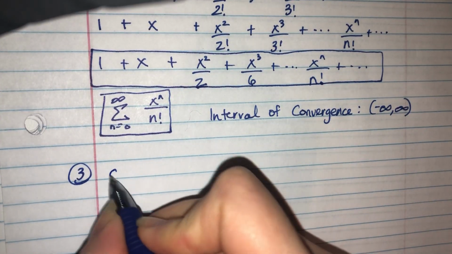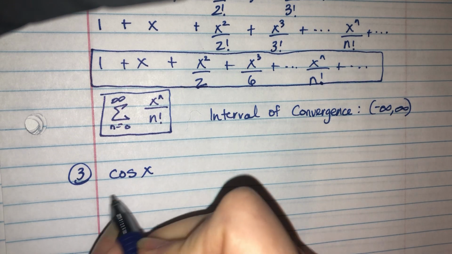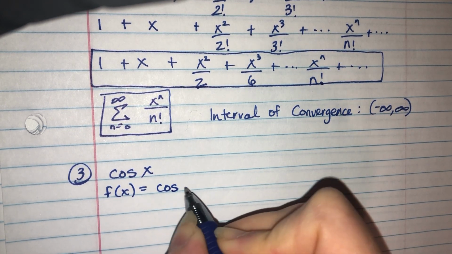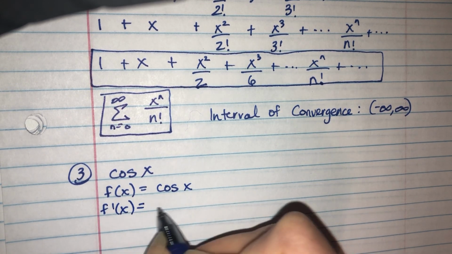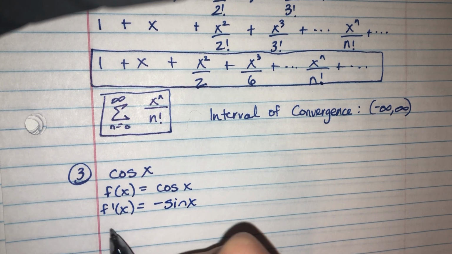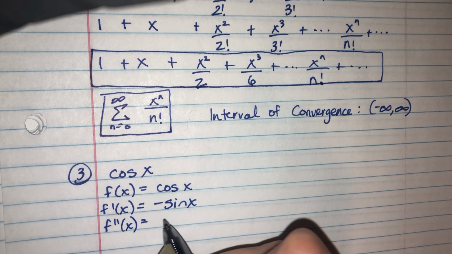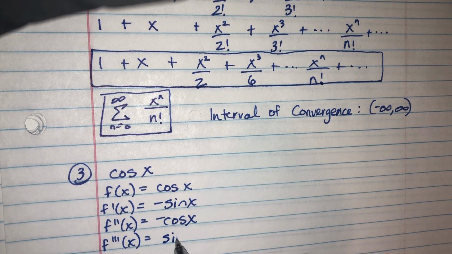Cosine of x. So we're going to have our first f of x is just cosine of x. The first derivative is going to be negative sine of x. The second derivative of negative sine of x is negative cosine of x. The third derivative of negative cosine of x is sine of x.